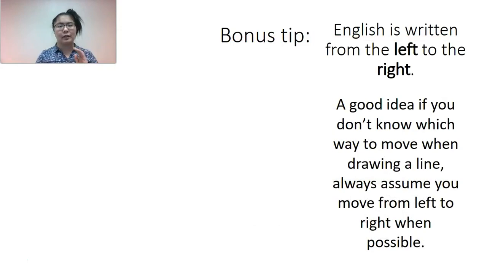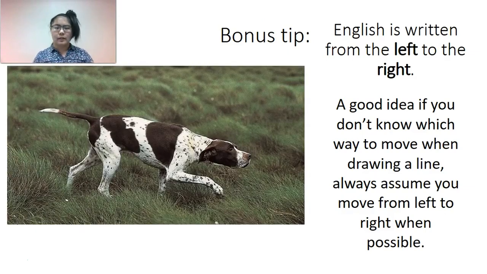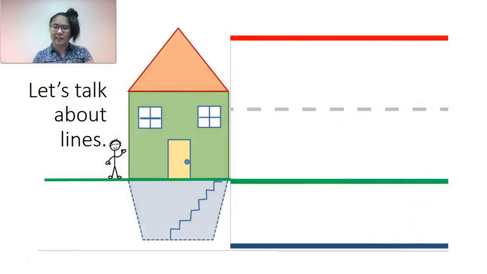So a bonus tip. English is always written from the left to the right. A good idea if you don't know which way to move when you're drawing a line, always assume that you move from the left, which is where the house is, to the right, away from the house. So, good. He's my little helper dog.